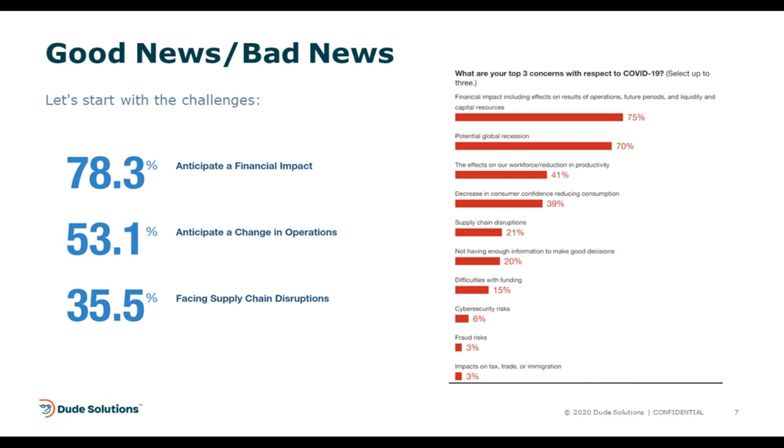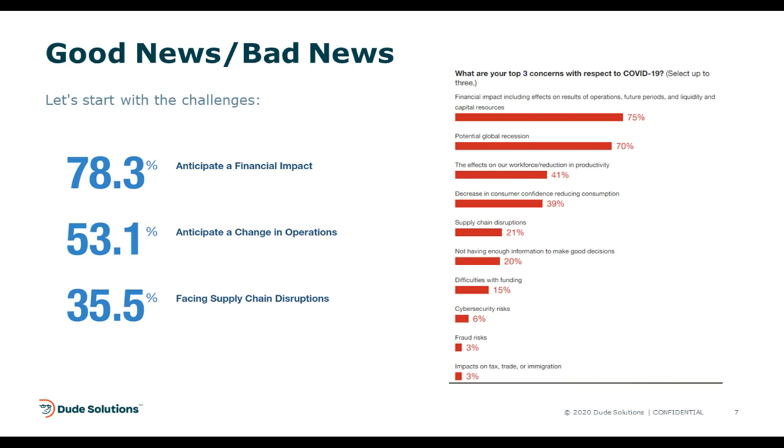This data on the screen right now was taken earlier in the pandemic. I'm using it as a forward-looking view from back then. The first one on the left, starting with the challenges, 78% or so are anticipating financial impact. These numbers on the left are coming from the National Association of Manufacturers as a large survey. 53% anticipated change in operations, 35% disruption in supply chain.